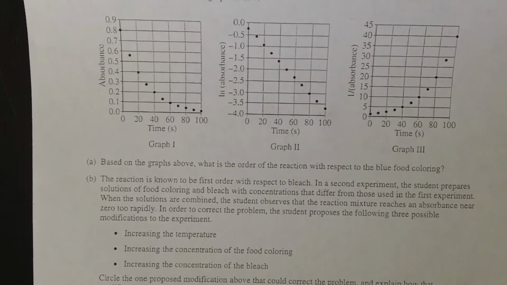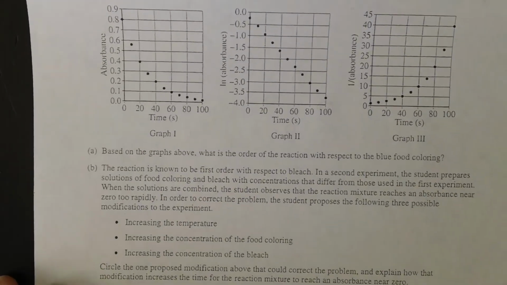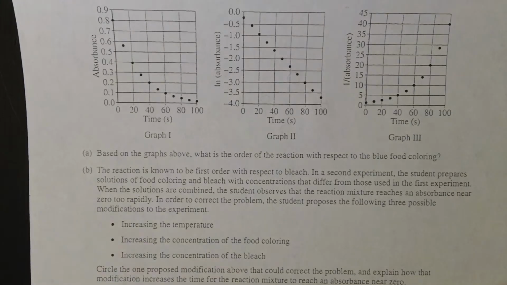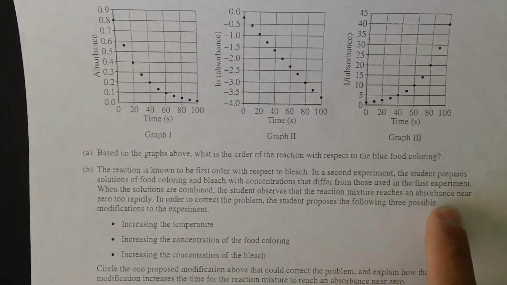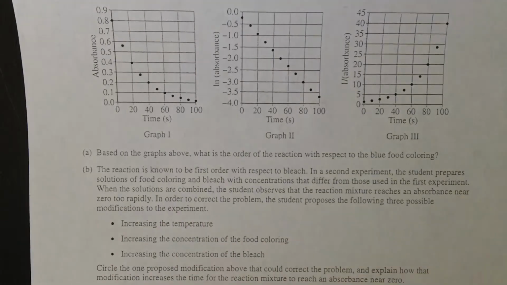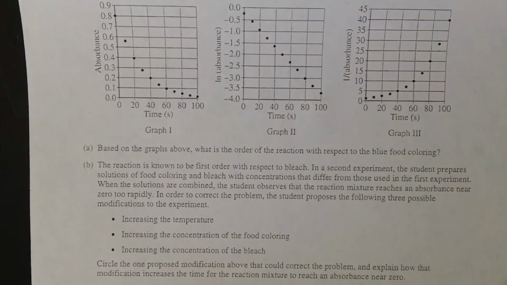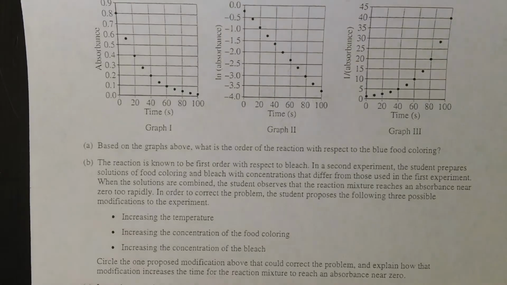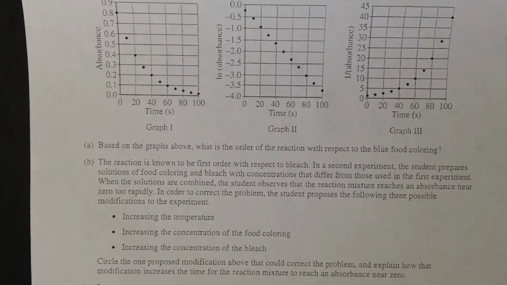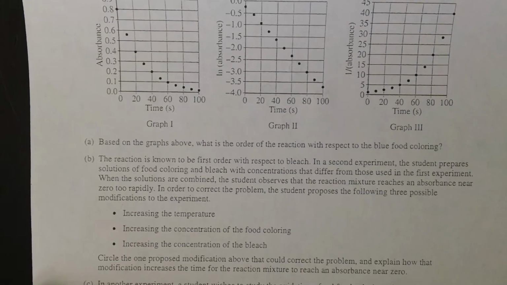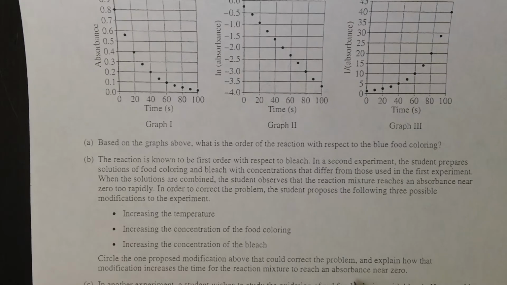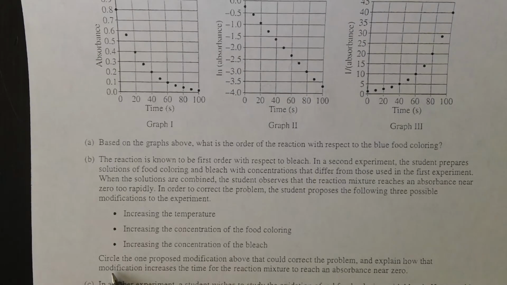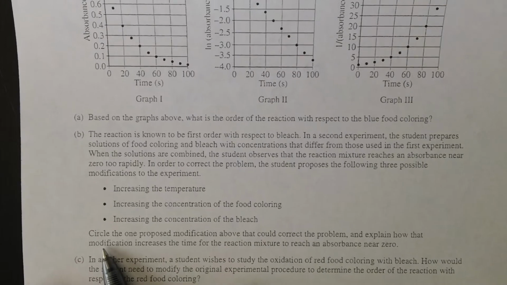Then it says B, the reaction is known to be first order with respect to bleach. In a second experiment, a student prepares solutions of food coloring and bleach, but it says when the solutions are combined, the reaction reaches an absorbance near zero too rapidly. There's not enough time there. And so in order to correct the problem, the student proposes these 3 modifications, and it asks us which of these 3 modifications is going to help slow down this reaction. And so this is the only time I've ever seen them say you can circle something on the exam. It asks us to circle something.